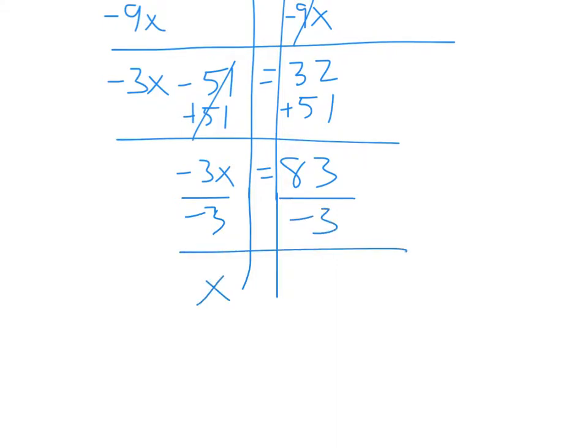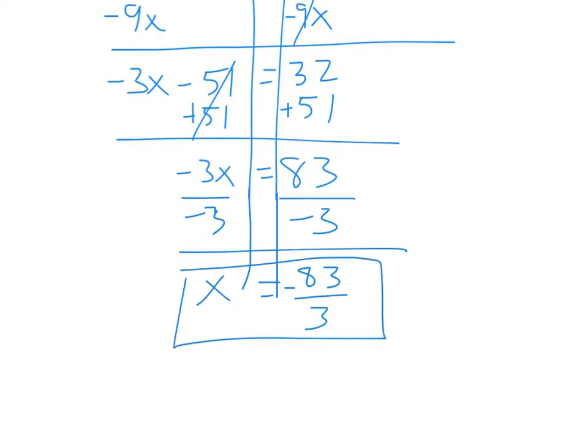That gives us x is equal to 83 divided by negative 3, which is not a whole number. That just gives us a decimal. So I'm going to leave it as a fraction. So I'm going to just say that that is negative 83 thirds. And I can't simplify that any further, so that is our answer.